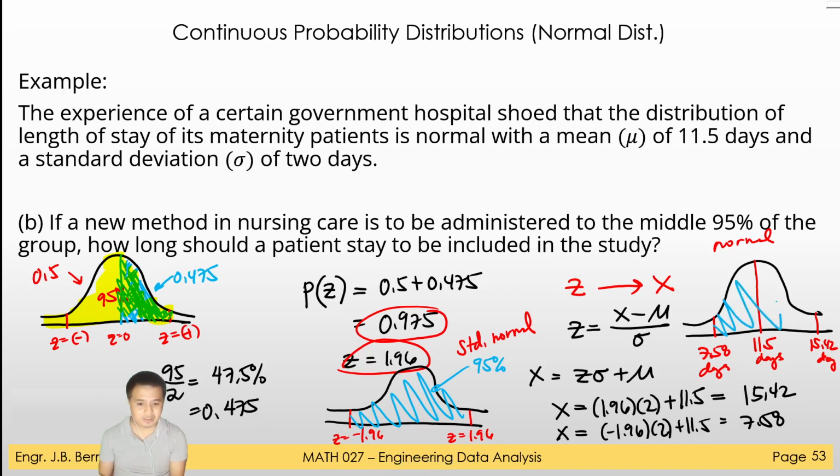So the area around here is again 95%. The range that the patient will stay, 95% of the time, will be 7.58 to 15.42 days. Okay, so I hope you learned something here.